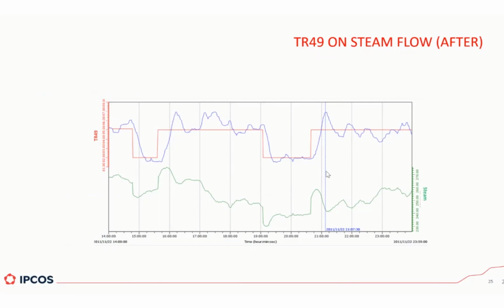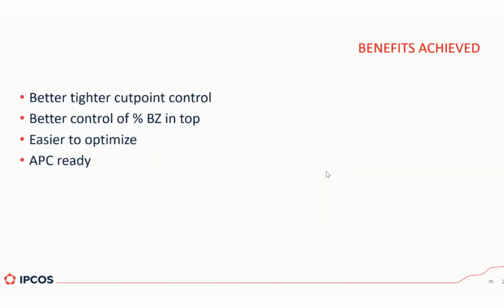So once you have that, and once you have a base layer configuration that you can rely on, that is actually helping you to reject disturbances properly, then that's when you can think of moving forward and doing your APC. So that's exactly what we did here. After we had better and tighter cut point control in the top and better control of the benzene, it became easier to optimize and it was APC ready.